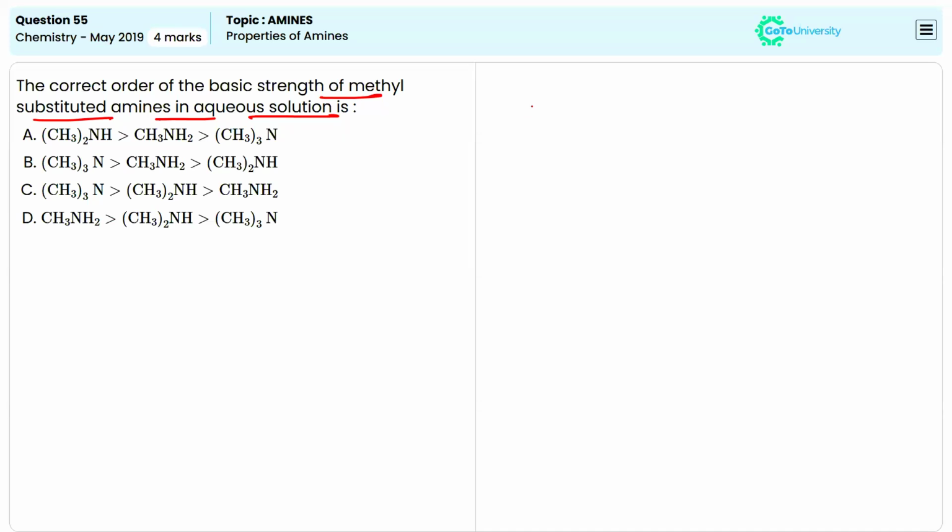ability of a substance to accept H plus ion, right? And in terms of electrons, we can say it is the ability to donate electron pairs. If you take a primary amine, the nitrogen is connected to only one alkyl group and the remaining two will be hydrogens, right?